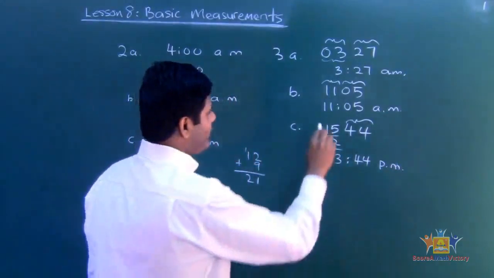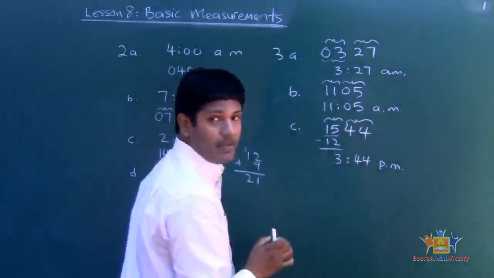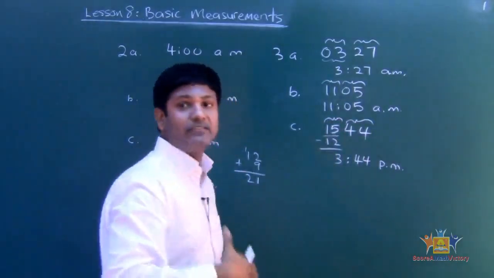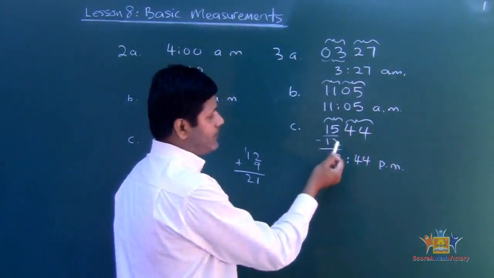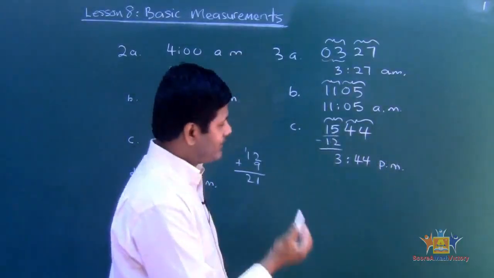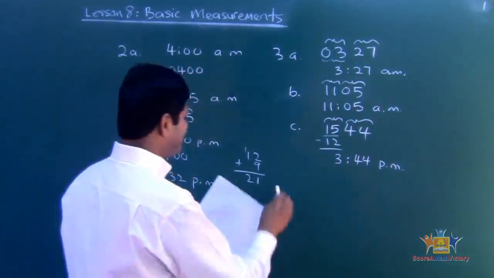Alright, so we know that this is the hour, and we know this is the minute, so we don't have to worry about it. We just bring the minute straight down, and this is already past the 12, and we know it's going to be PM. Then I take 15 minus 12, gives me 3, so that makes it 3:44 PM. Okay, alright, let's look at D.